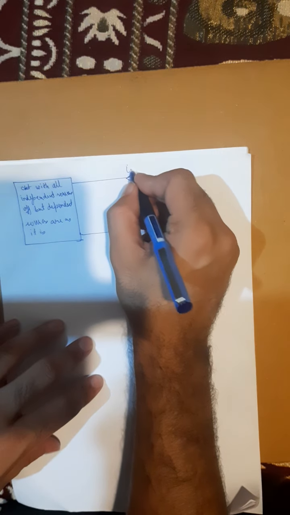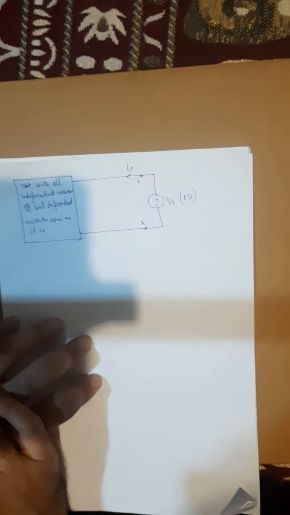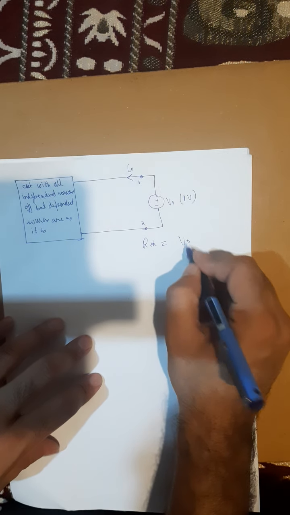That current I am representing by I0. This is terminal 1, this is terminal 2. So in this case, RTH will be equal to V0 by I0.